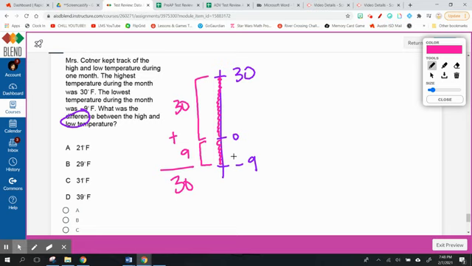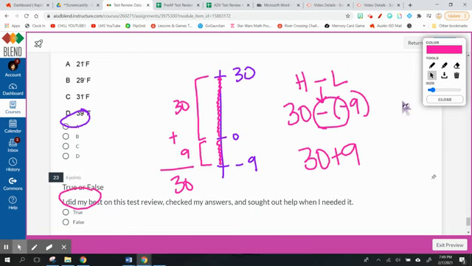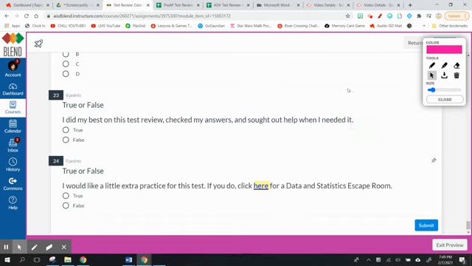Dig back into the brain for that one. But we could also write it just like it's asking the difference between the high and the low. The difference between the high and the low. That means 30 minus -9. Two negatives make a positive. So again, it's just 30 plus 9, just 39. Is that our last one? Yep, and we've got some extra here for practice.